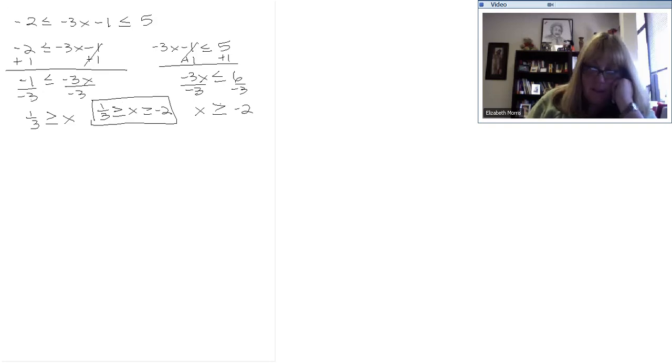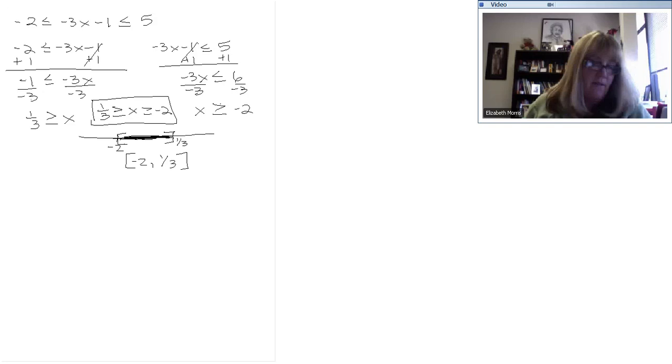Graph it, positive 1/3 would be on this side, negative 2 would be on that side. It says x is less than or equal to 1/3, but greater than or equal to negative 2. So, what's my interval? The farthest thing to the left is negative 2. Farthest thing to the right is 1/3, and they both have brackets.